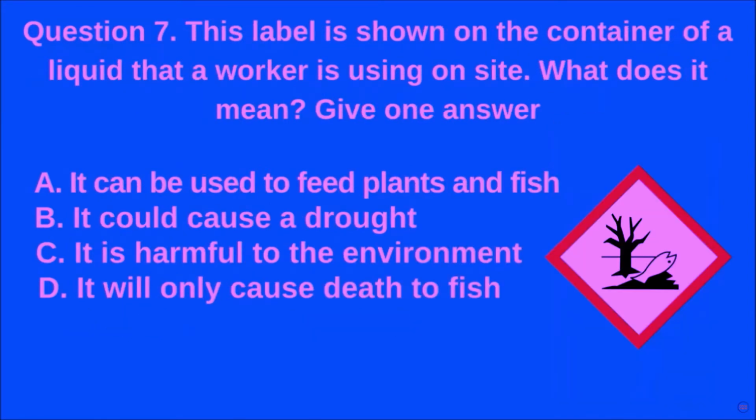Question 7. This label is shown on the container of a liquid that a worker is using on site. What does it mean? Give one answer. A. It can be used to feed plants and fish. B. It could cause a drought. C. It is harmful to the environment. D. It will only cause death to fish. C. Is the correct answer.